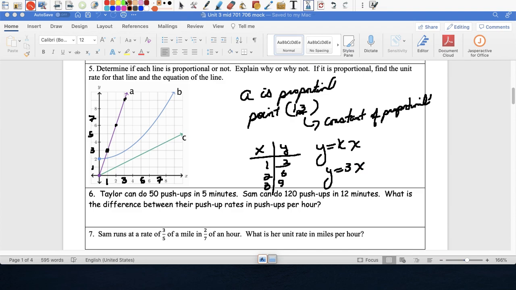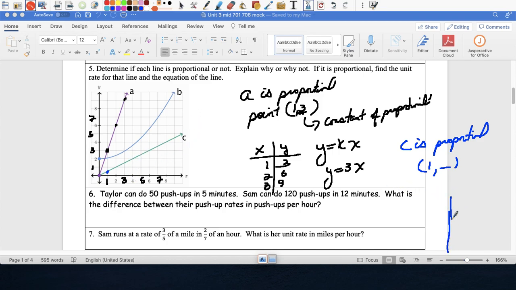Ta-da! C is this one over here, and again, C is proportional. The unit rate is where x is 1, but I don't know what it is because I can't tell from the graph. It's 1 comma something. Well, if I don't know what 1 is, let me find another point which I can actually see. Well, I think this is 4 and 2.